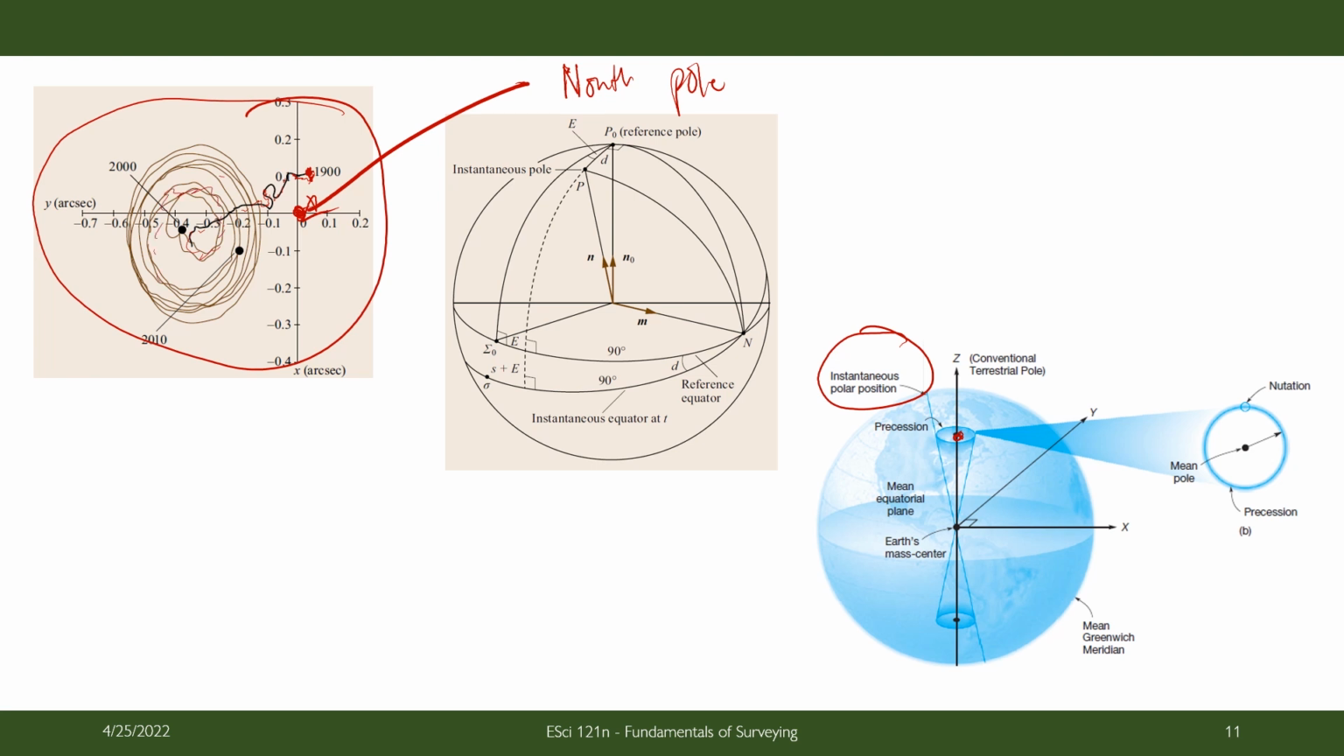That's why the difference between the two is: the true meridian always refers to your mean pole, but the astronomic meridian always refers to the instantaneous polar position. Okay, but this difference is quite small, probably less than 1 arc second. Quite small, okay.